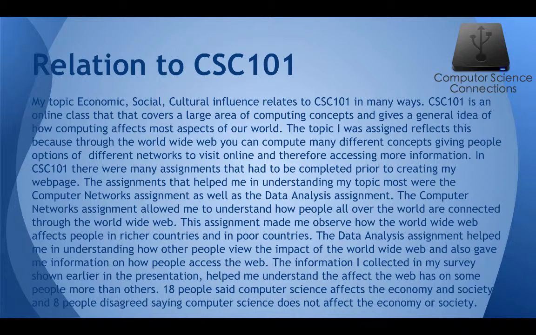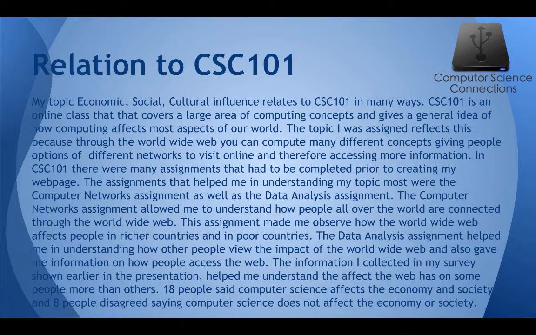In CSC 101, there were many assignments that had to be completed prior to creating my webpage. The assignments that helped me in understanding my topic most were the Computer Networks assignment as well as the Data Analysis assignment. The Computer Networks assignment allowed me to understand how people all over the world are connected through the World Wide Web. This assignment made me observe how the World Wide Web affects people in richer countries and in poorer countries. The Data Analysis assignment helped me understand how other people view the impact of the World Wide Web and also gave me information on how people access the web.